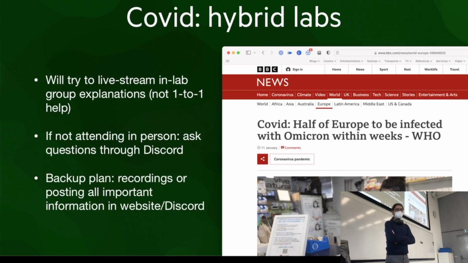Because of the COVID situation, we have been discussing a few different ways in which we can do this. And the idea is to do more or less hybrid labs. Not sure if you have seen this piece of news. It was very much viral a month ago. But the WHO was saying that about half of Europe was going to be infected with Omicron within the next several weeks. So we are assuming that at least some students will not be able to attend during parts of the course. I was actually contacted by one student who is not able to attend because she has COVID right now.